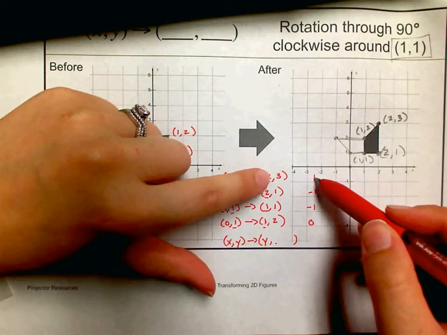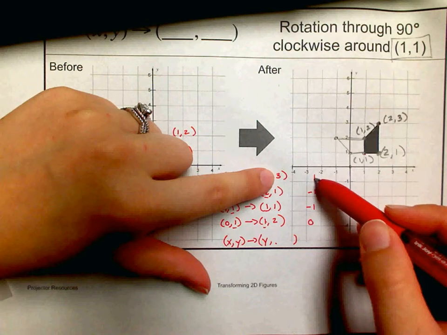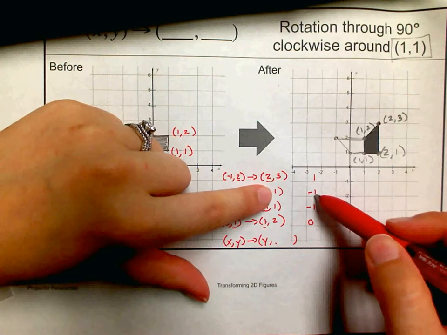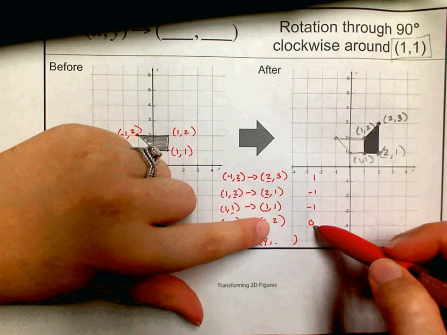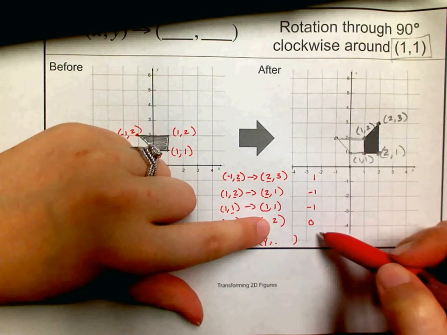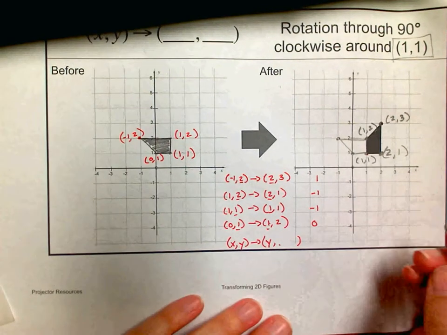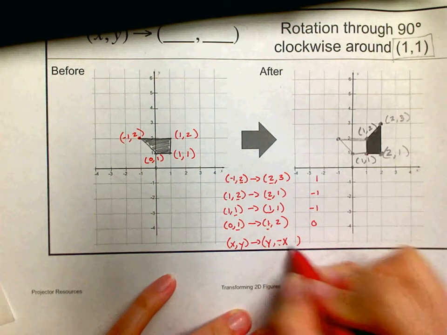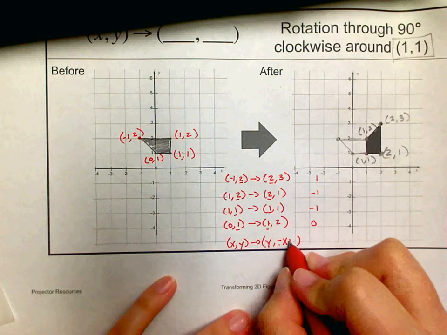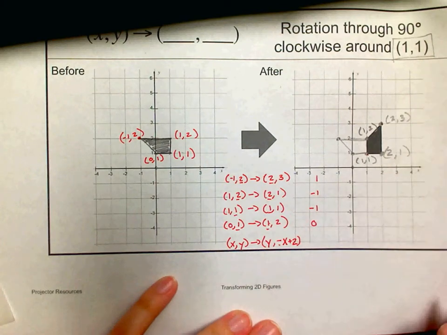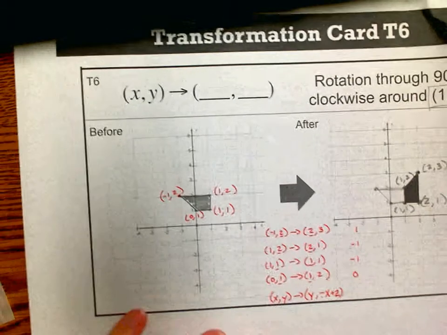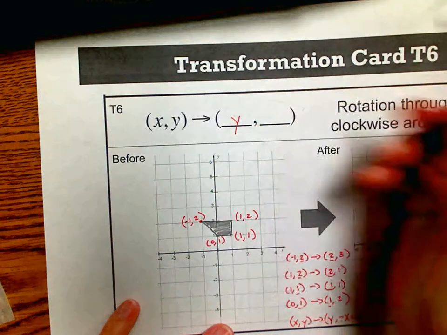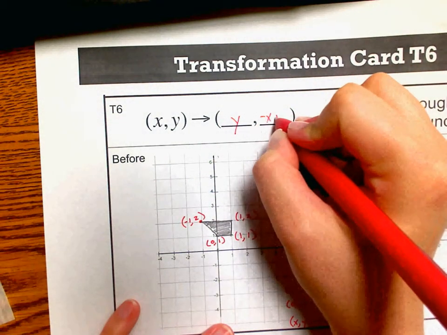To get from 1 to 3, I add 2. To get from negative 1 to positive 1, I also add 2. Same thing here. And to get from 0 to 2, I add 2. So it looks like what's happening is I'm taking negative x, the opposite of my x value, and then I am adding a 2. So I'm going to go up here and write my rule in this blank: y, negative x plus 2.